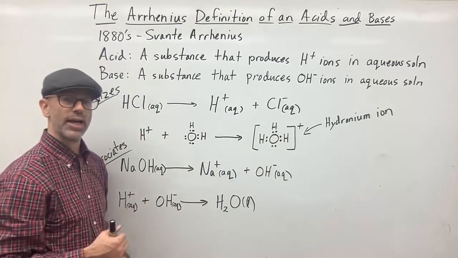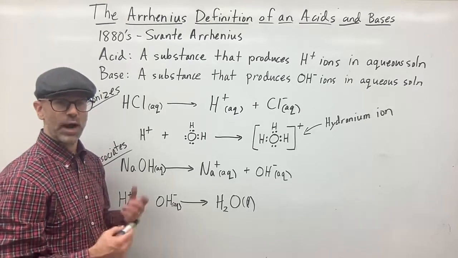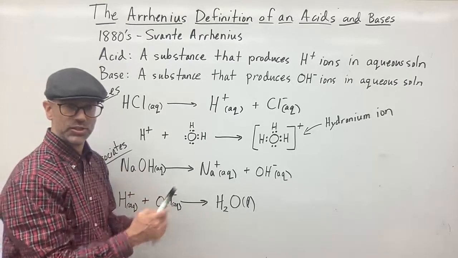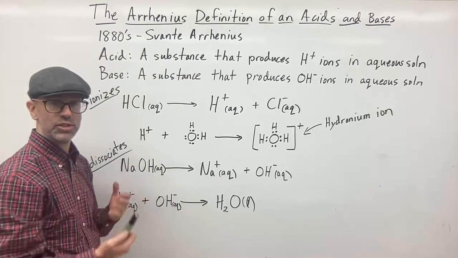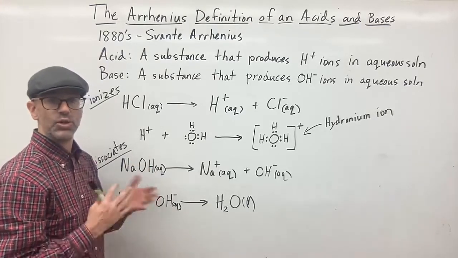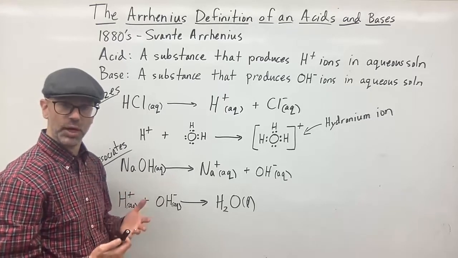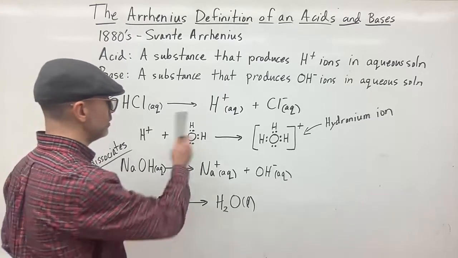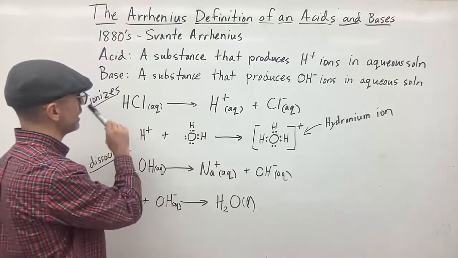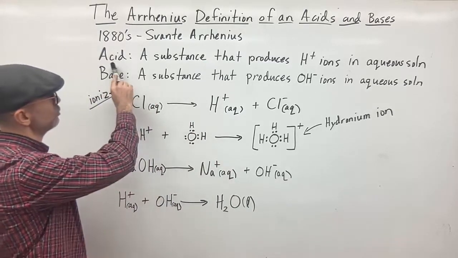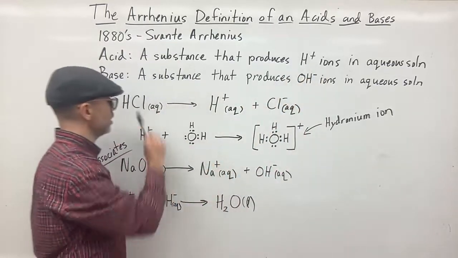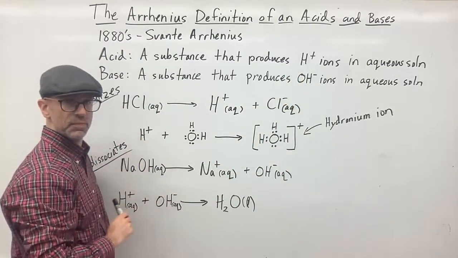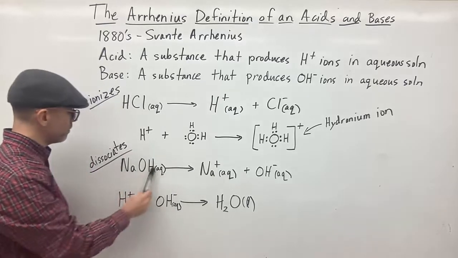However, when we write our formulas and equations, a lot of times we'll use H+ instead of H3O+. We use that interchangeably quite a bit. So HCl would be an acid according to the Arrhenius definition because it produces H+ ions when you put it in solution.